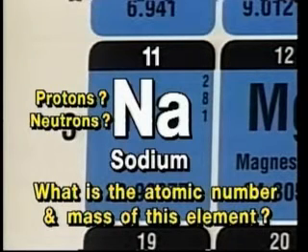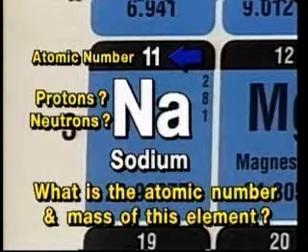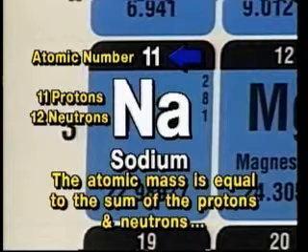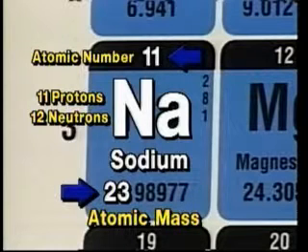As we've demonstrated before, the atomic number is equal to the number of protons, giving sodium the atomic number of 11. And the atomic mass is equal to the sum of the protons and neutrons in the nucleus, which means that sodium, with 11 protons and 12 neutrons, has an atomic mass of 23.